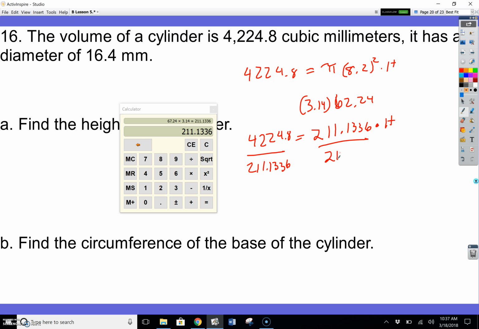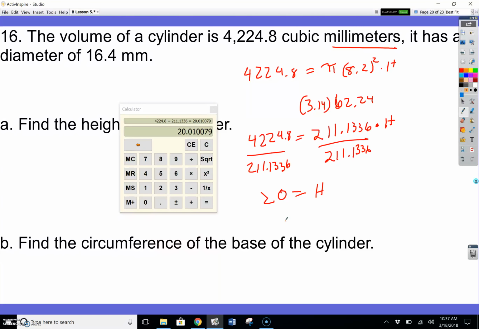So now what I want to do is divide both sides by 211.1336. Okay? Now remember, students always ask, I thought the answer wants us to round it to the nearest tenth. That is correct, but you don't do any rounding until the very, very end. So we're going to take 4,224 and 8 tenths, and divide that by 211.1336. And this will give me my value for height, which is 20. If I round this to the nearest tenth, it would just be 20.0, which is 20. So therefore, my height is 20.